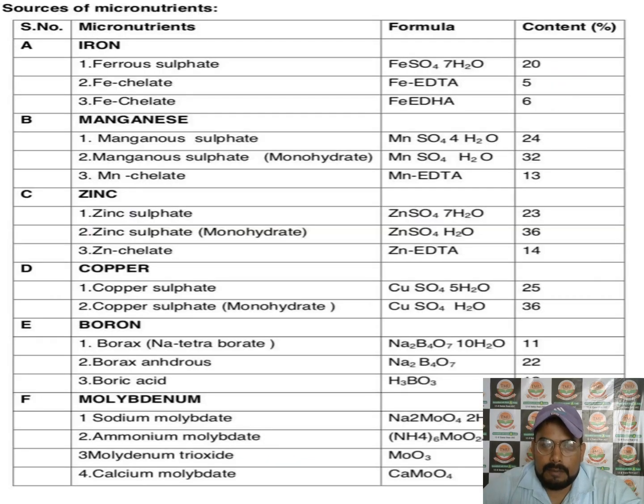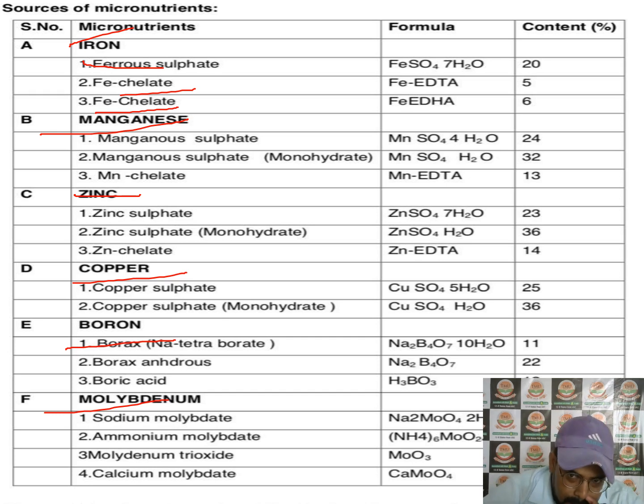Next, these charts are showing the nutrient content present in the fertilizers. So I will discuss and show fertilizers like iron containing fertilizer, magnesium containing fertilizer, zinc containing fertilizer, copper containing fertilizer, boron containing fertilizer, and molybdenum containing fertilizer. So the iron containing fertilizers are first ferrous sulfate and ferrous chelate. First, ferrous sulfate contains 20%. EDTA chelate is 5% and 6% content.